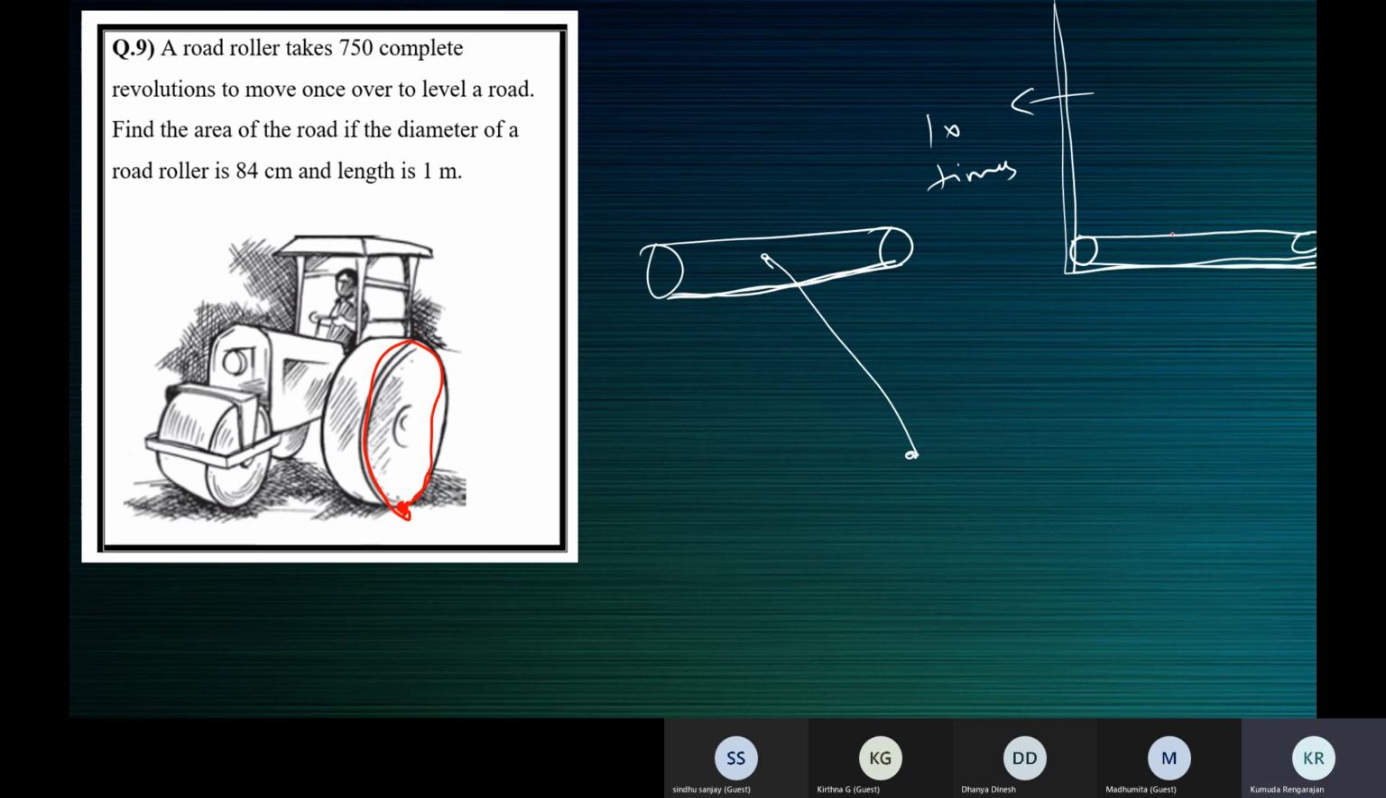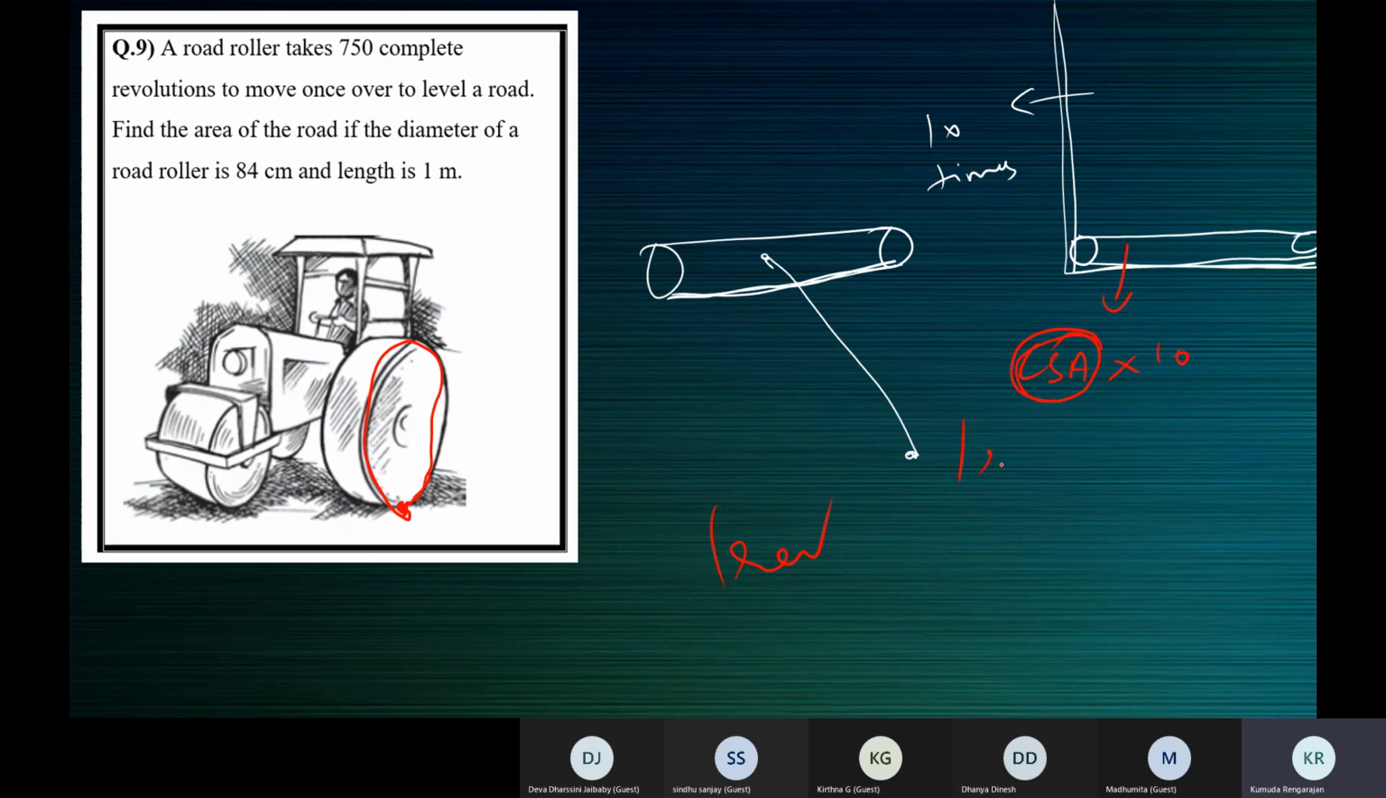Now say that this roller has to make 10 revolutions to level this ground. Then the area of this ground will be the CSA of the roller into 10, because 10 revolutions have been made. What area rolls over the ground in 1 revolution? The CSA. In 1 revolution, the entire CSA would have rubbed over the ground.